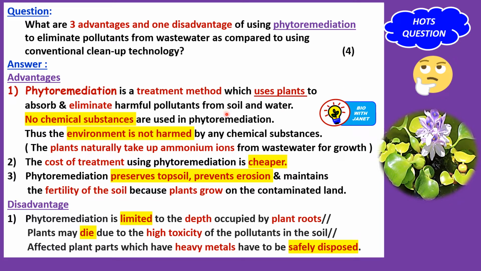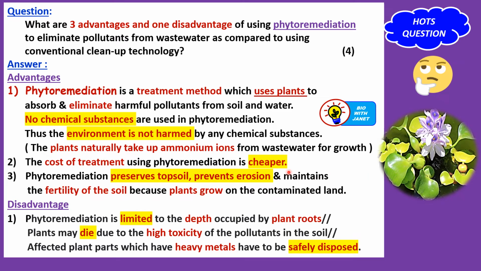Phytoremediation is a treatment method which uses plants to absorb and eliminate harmful pollutants from soil and water. In that way, no chemical substances are used in phytoremediation. This is a natural method to treat the soil or water, to reduce the amount of pollutants in them. So the environment is not harmed by any chemical substance because plants are grown there to absorb the pollutants. And the plants naturally take up the ammonium ions from wastewater for growth, so it reduces the amount of ammonium ions in the wastewater.